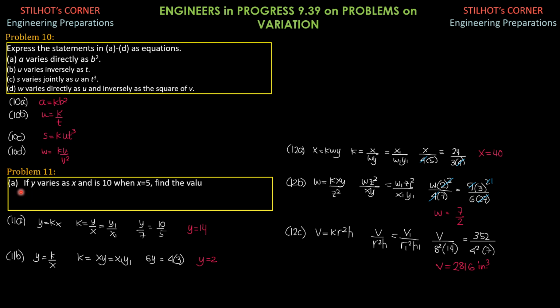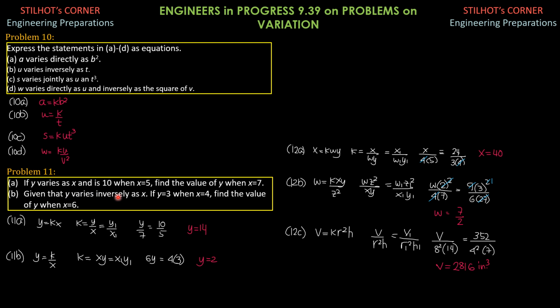11. Part A, if Y varies as X and is 10 when X is 5, find the value of Y when X is 7. So the formula is Y equals Kx. So solving for K, because K is not important here, Y over X equals Y1 over X1. This is the initial condition, this is the final condition. So find Y when X is 7. So Y over 7. Then in the initial statement, Y is 10 when X is 5, so 10 over 5. Solving for Y is 7 times 10 over 5, and that is 14.